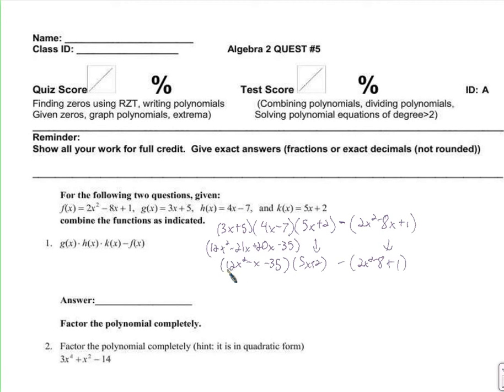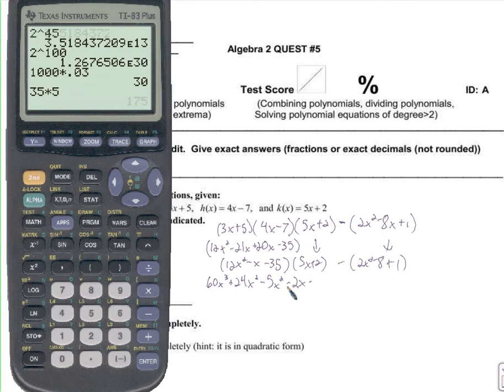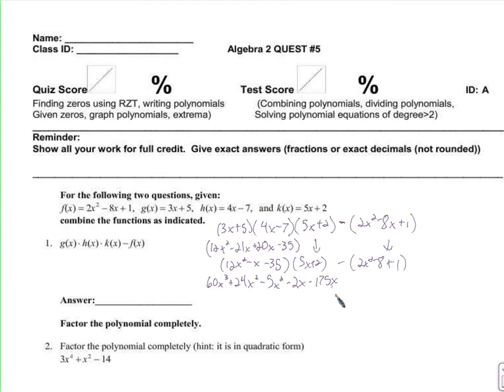Alright, we multiply this out again, so 12x squared times 5 is 60x cubed. 12x squared times 2 is plus 24x squared. So distribute the 12x squared, move on to negative x. So we get negative x times 5 is negative 5x squared. Negative x times positive 2 is negative 2x. Move on to the negative 35. We get negative, I don't know off the top of my head what this is, but 35 times 5, negative 175x, and negative 35 times 2, sorry, not plus, minus 70.